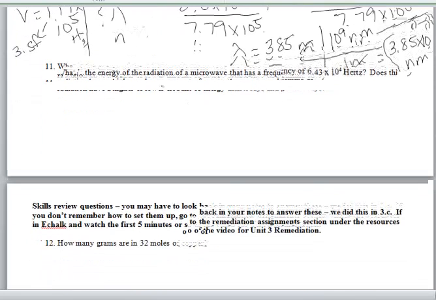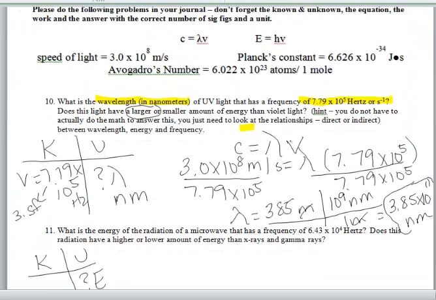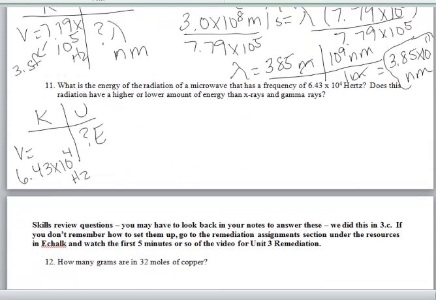Okay, now if we come down to number 11, if we do the known and the unknown, we want to know the energy, and again we're given frequency here, which is going to be 6.43 times 10 to the 4th hertz. Okay, well this time, instead of wavelength and frequency like I mentioned down here, now we're talking about energy and frequency. So the equation that we have to use here is E equals hv. H is equal to Planck's constant, which again was given up above. You do not have to have that memorized.